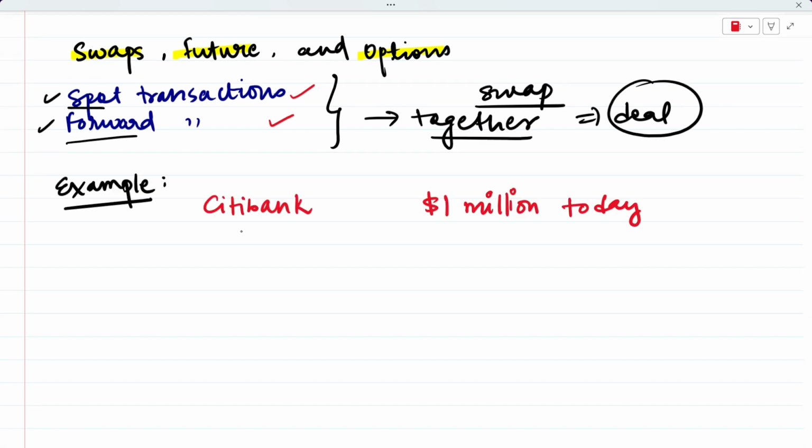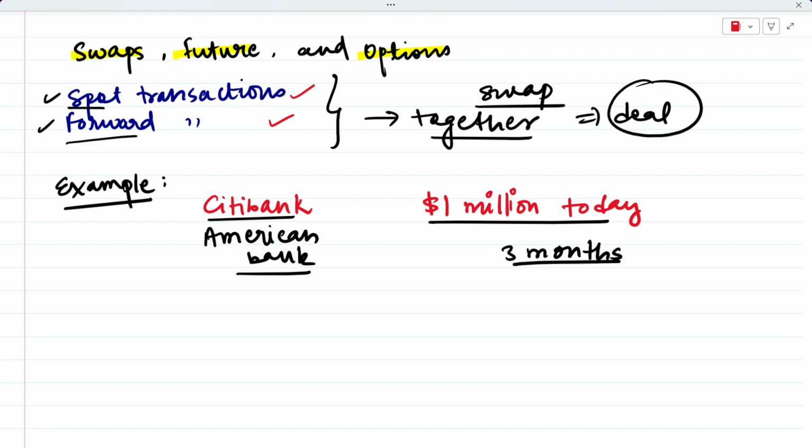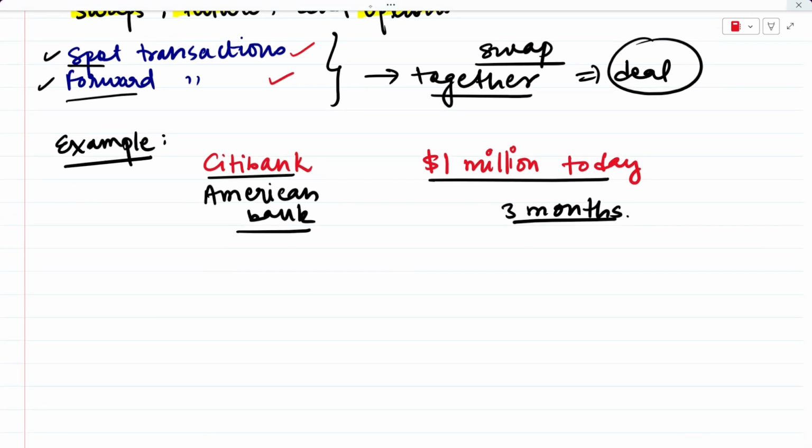So the example that the book considers is that imagine that there is an American bank, which is Citibank. Okay, this is an American bank. So this bank receives $1 million today, and they don't need this money for, let's say, 3 months. From today's time till the next 3 months, they don't need this $1 million. So what are they going to do? They have two options. They can let this money sit in the bank idle, or else they think, why not we invest this $1 million today? We will invest it in euro.